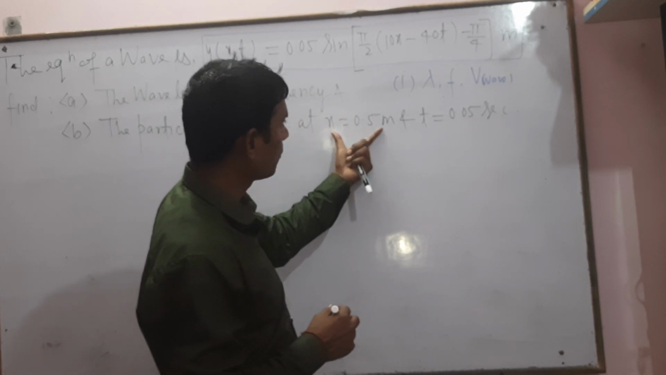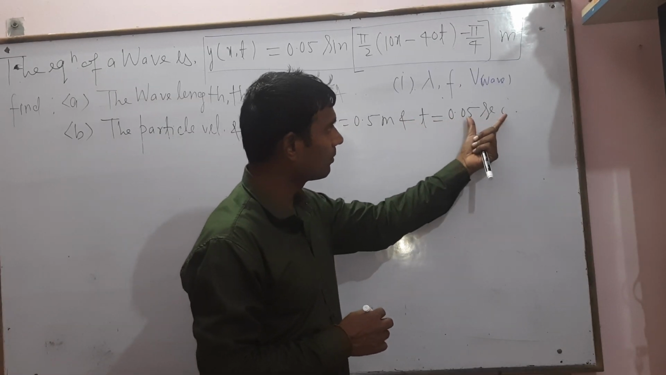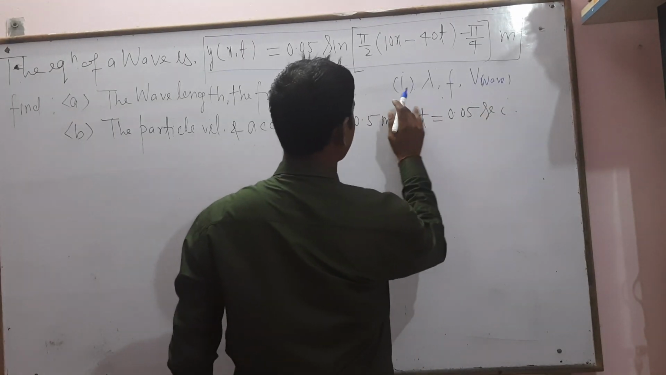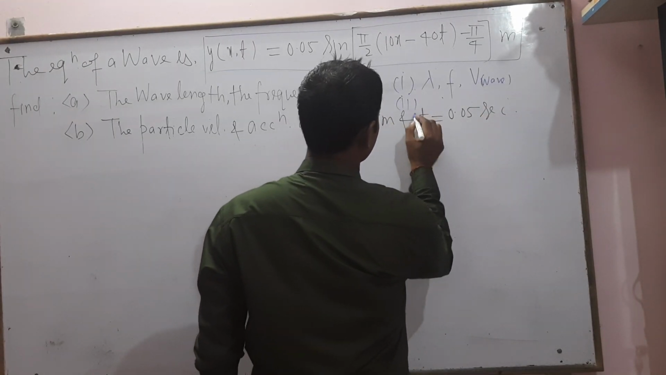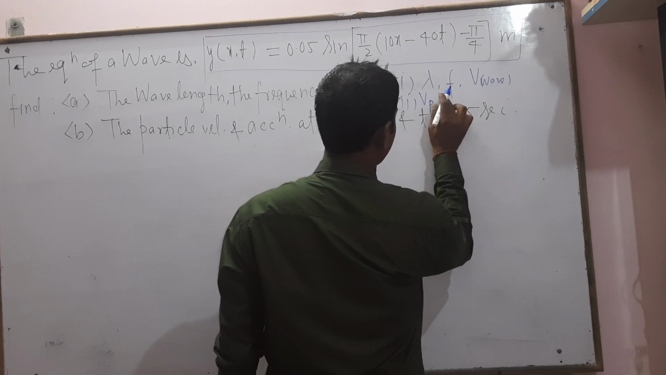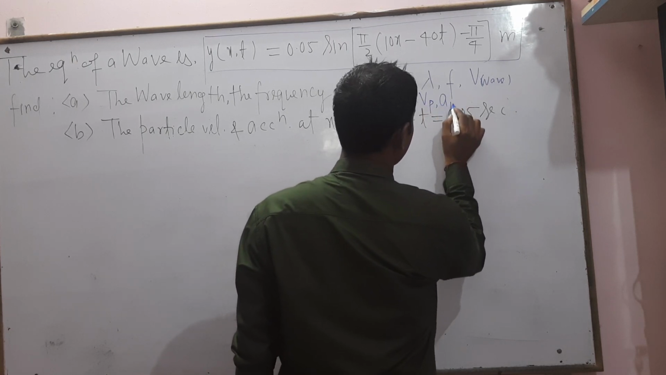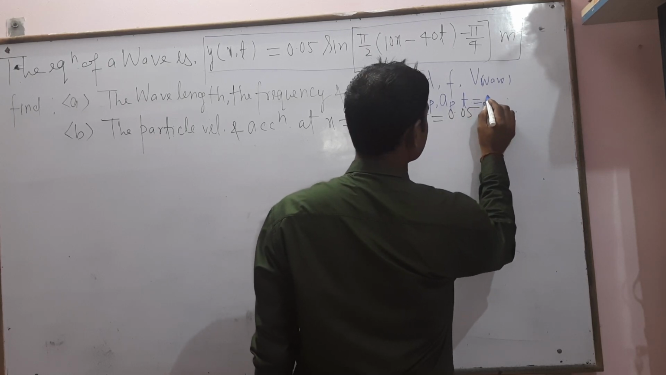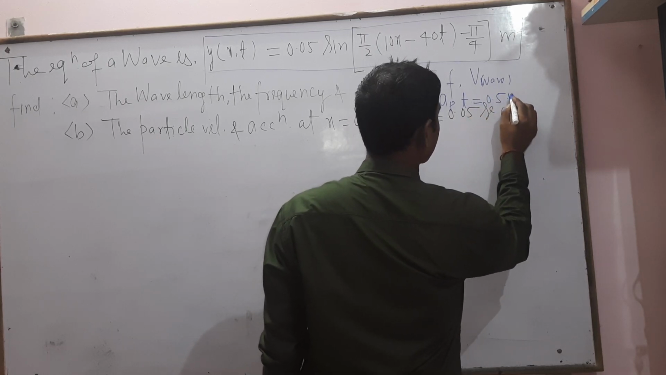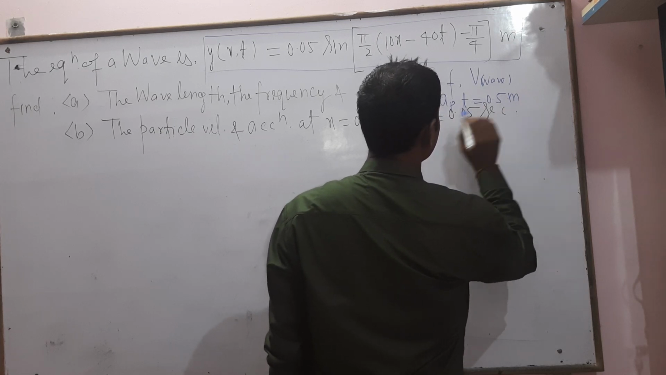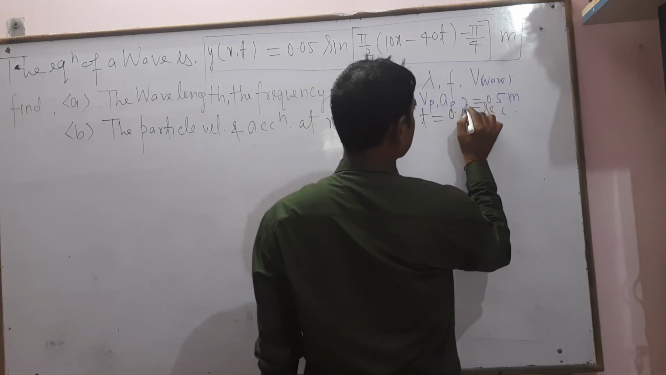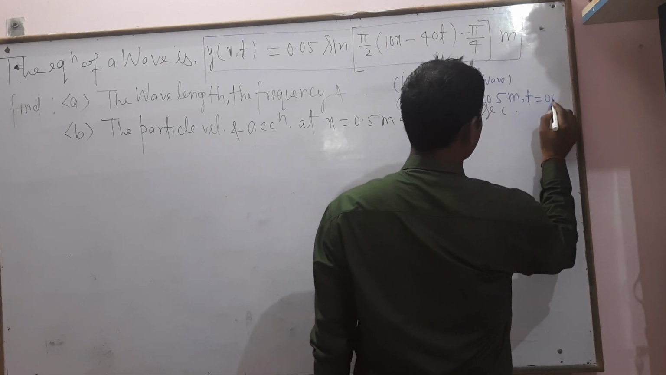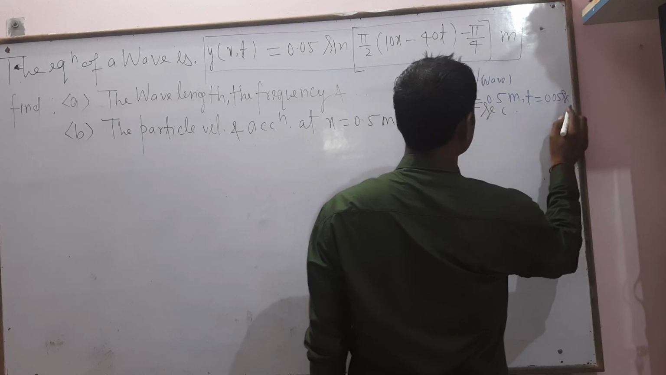So at x equal to 0.5 meter and t equal to 0.05 second, we have to find, for the second point, the velocity of a particle and acceleration of a particle at x equal to 0.5 meter and time t equal to 0.05 second.